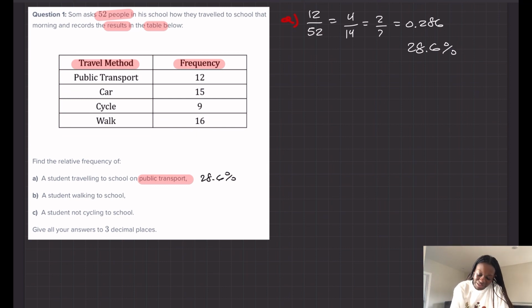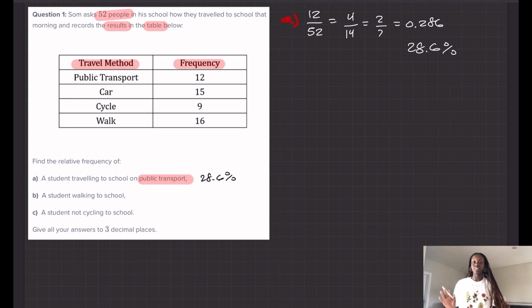All right, now let's find the relative frequency of a student walking to school. So that would be letter B. We see walking, 16 people walk. So we've got 16 over 52, which is 0.308 as the decimal, which gives us 30.8%. So the relative frequency of a student walking to school would be 30.8%.